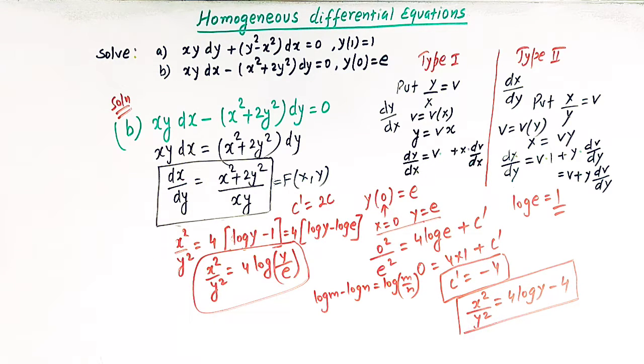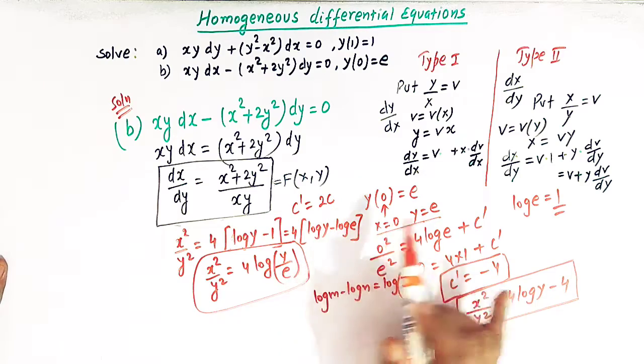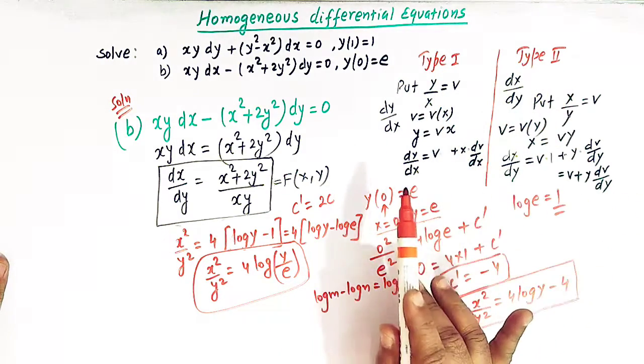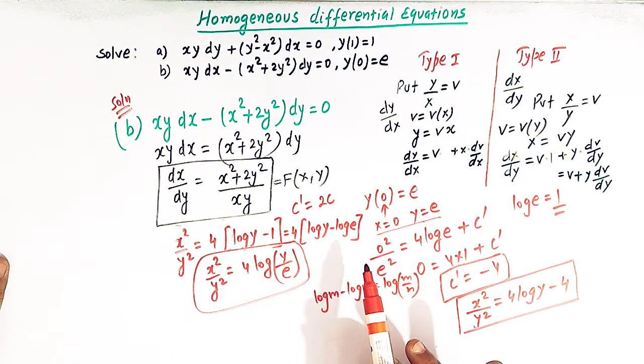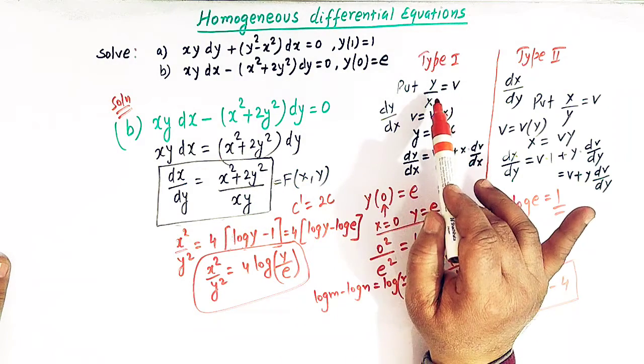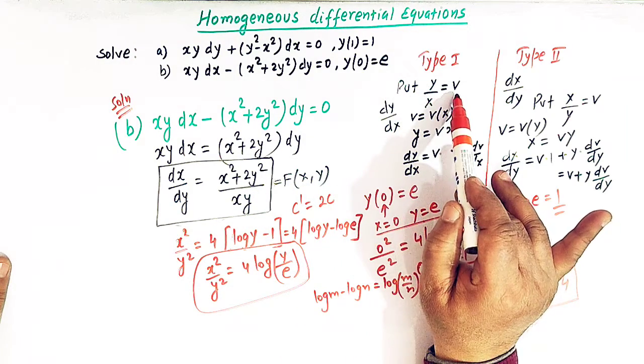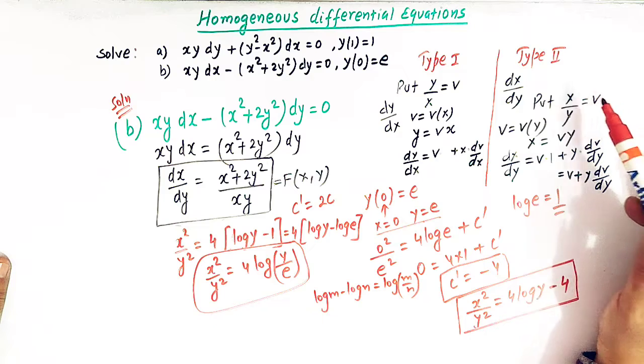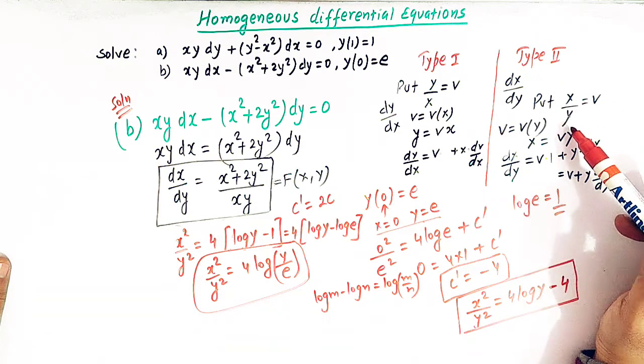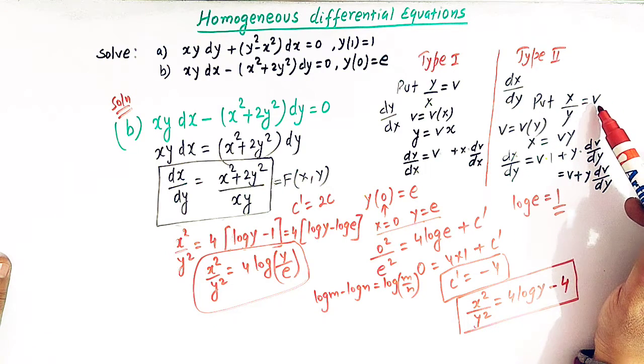So viewers, this is how we can solve these types of homogeneous differential equations, in which the first type was y over x is equal to v, and in the second type we had x over y is equal to v, right?